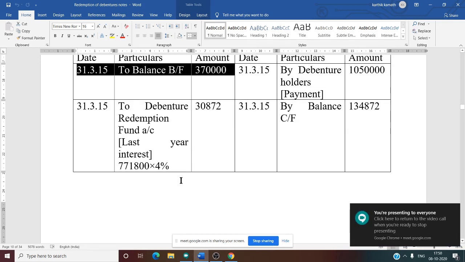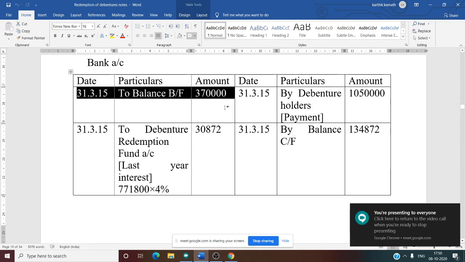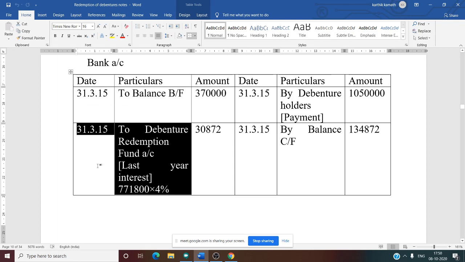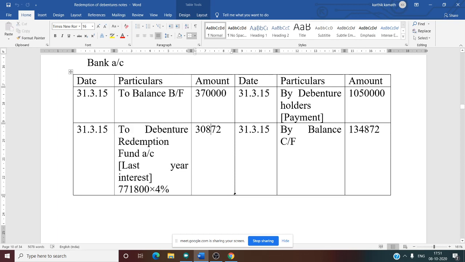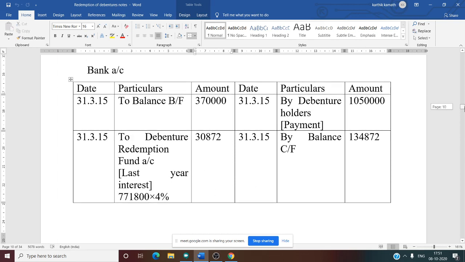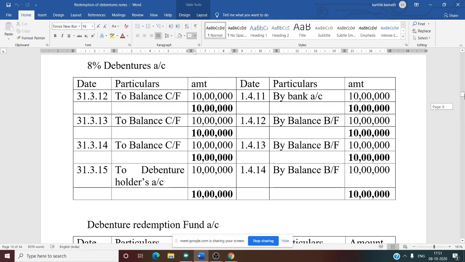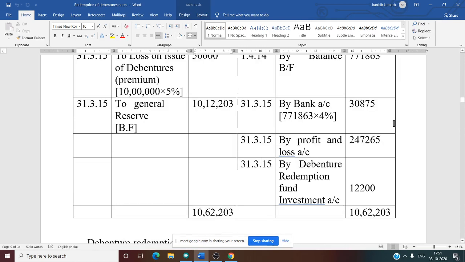So first thing, the bank balance is given without last year interest. That means last year interest is not included. So we need to include last year interest. See this now. 31/3/2015, to debenture redemption fund account, last year interest. For this purpose we need to go once to the debenture redemption fund account. Where is the last year interest? See this. Last year interest is this one.